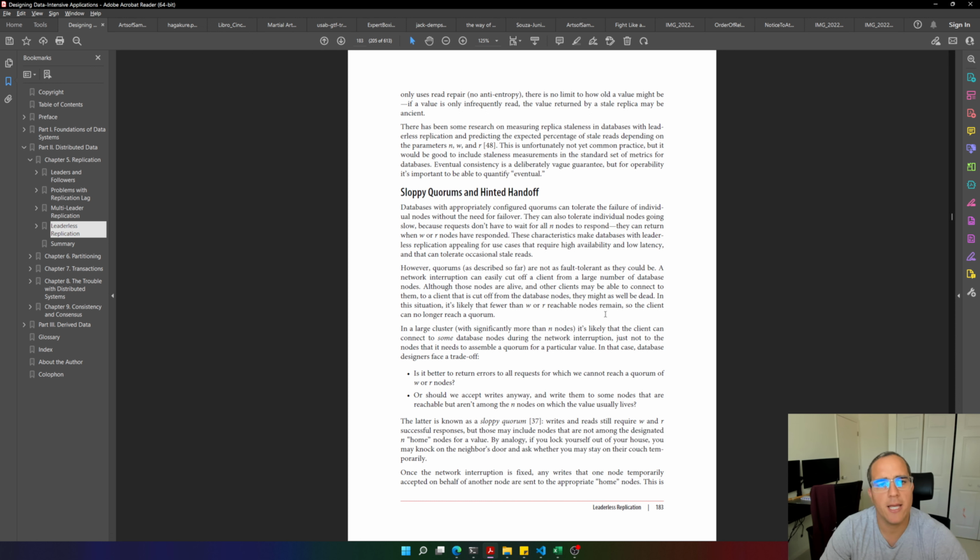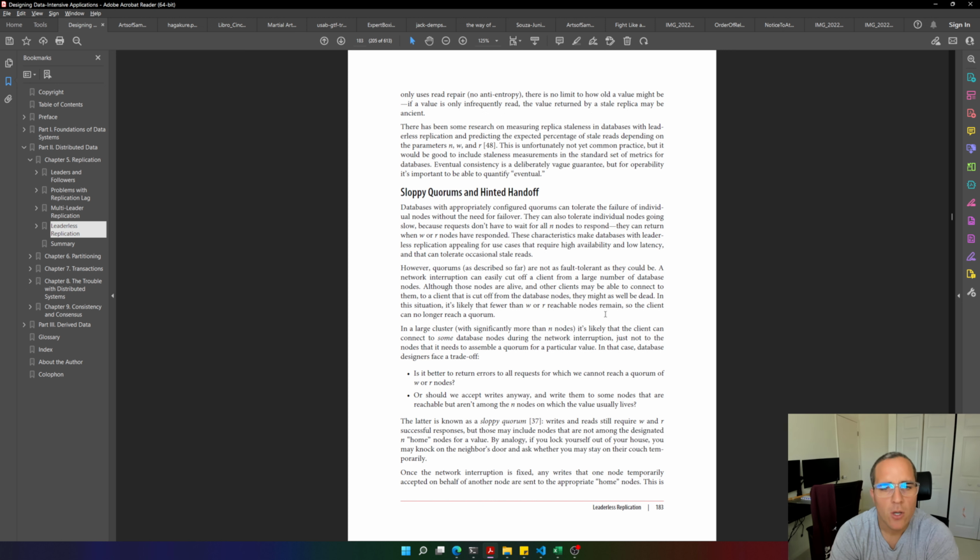Sloppy quorums and hinted handoff. Databases with appropriately configured quorums can tolerate the failure of individual nodes without the need for failover. They can also tolerate individual nodes going slow, because requests don't have to wait for all N nodes to respond. They can return when W nodes or R nodes have responded. This characteristic makes databases with leaderless replication appealing for use cases that require high availability and low latency, and that can tolerate occasional stale reads.